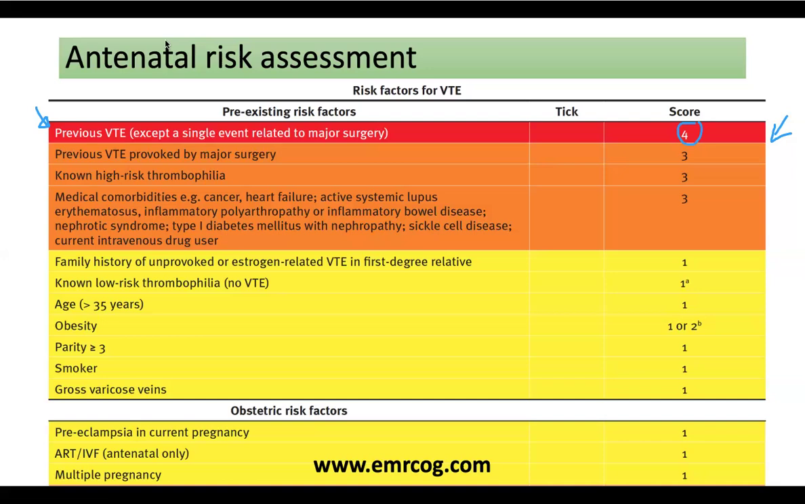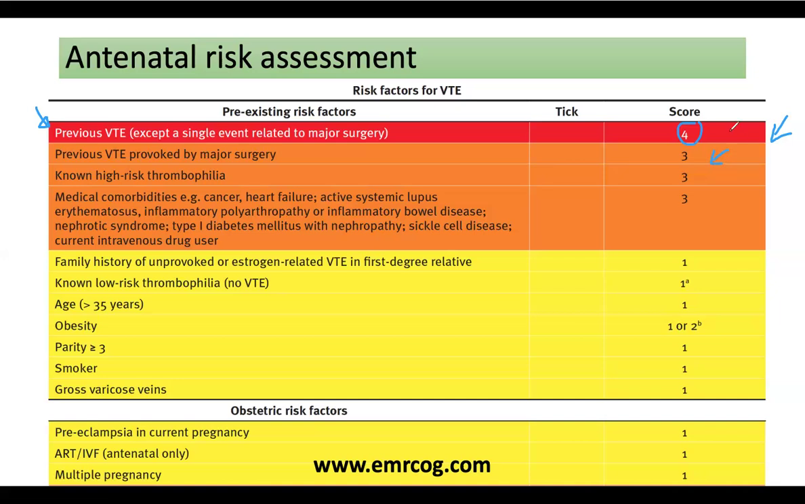How about a woman who got a traffic accident, for example, or she had knee replacement surgery, and during the recovery, she developed the DVT. This is surgery related, and the surgery related have a score 3, not 4. And we call it a provoked. So if it is provoked by major surgery, it will take score 3, and here it will be in the orange table, but not in the red one.